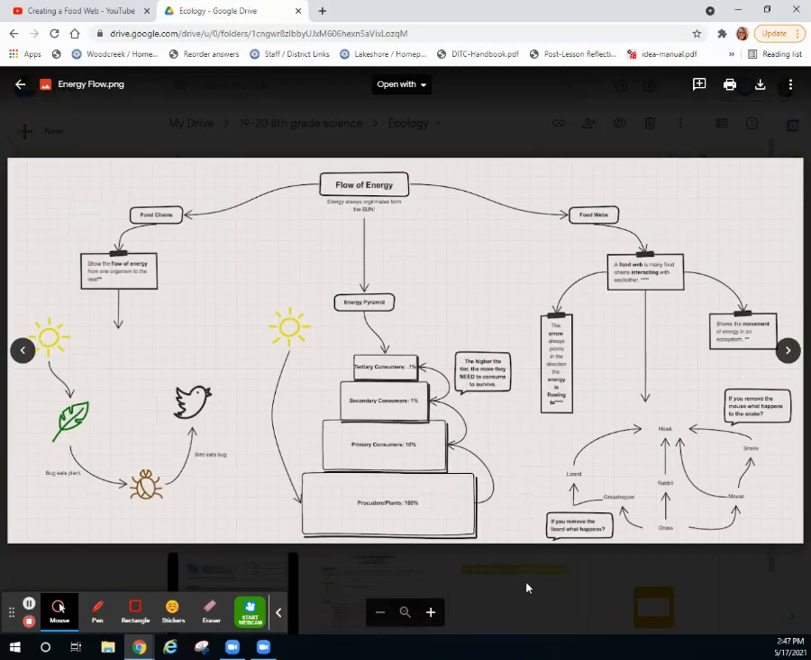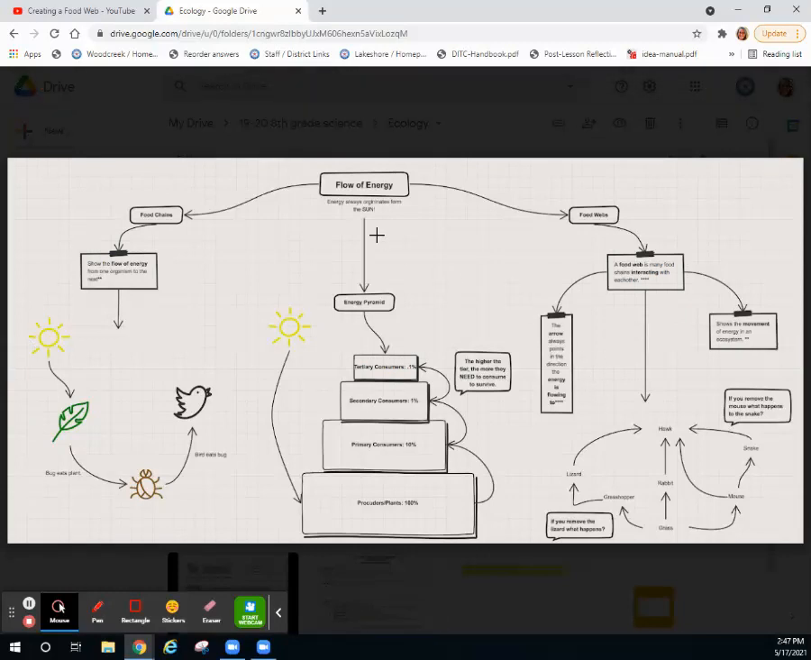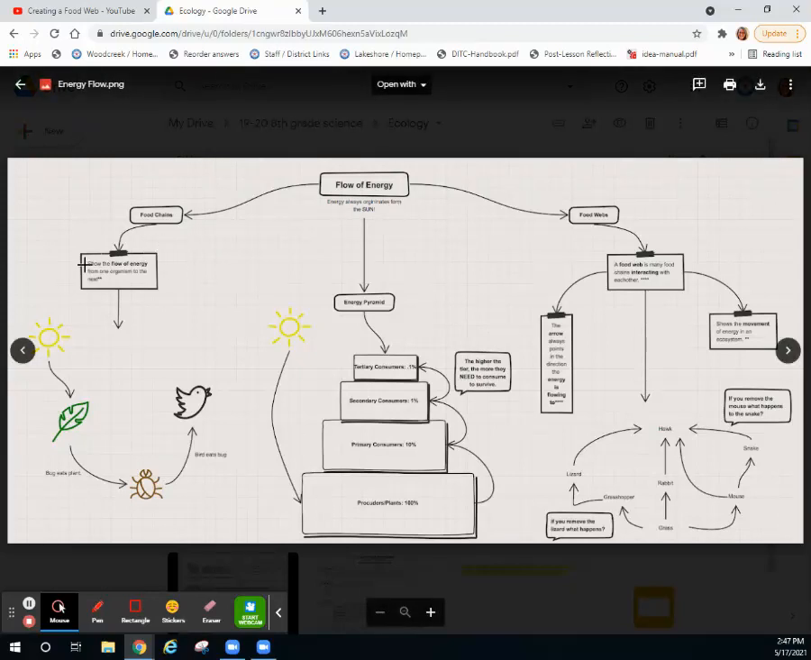And speaking of food webs, here we have the 3 different ways we like to organize the flow of energy. So first off, we have a food chain. And the most important thing you remember is that energy always originates from the sun. So food chains show the flow of energy from one organism to the next. So we get all our energy from the sun, and then it goes to our producers. And then that energy is transferred to the bug because it ate the plant, and then it is transferred to the bird because the bird ate the bug.